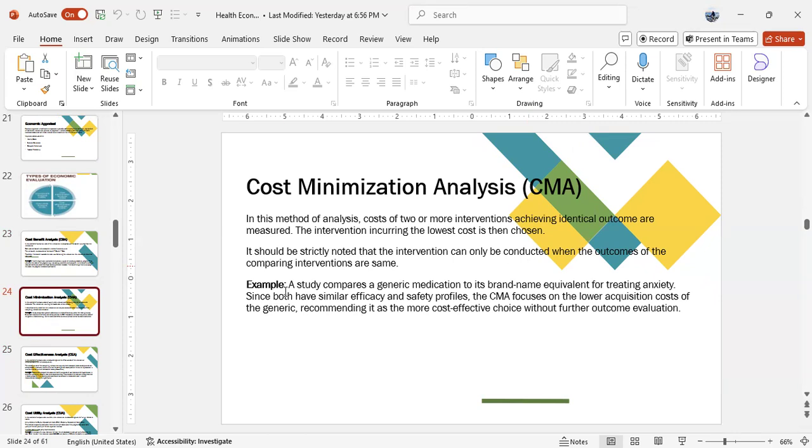A study compares a generic medication to its brand name equivalent for treating anxiety. Since both have similar efficacy and safety profiles, the cost minimization analysis focuses on the lower acquisition cost of the generic, recommending it as the more cost-effective choice without further outcome evaluation.